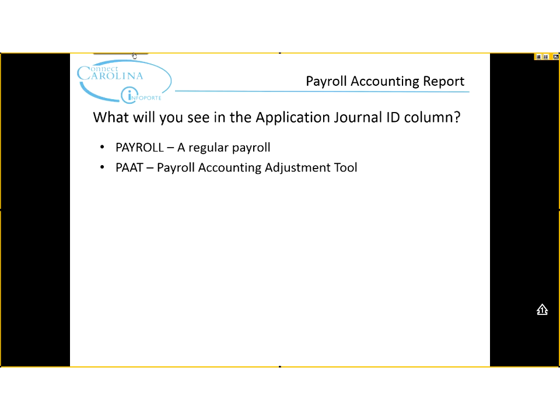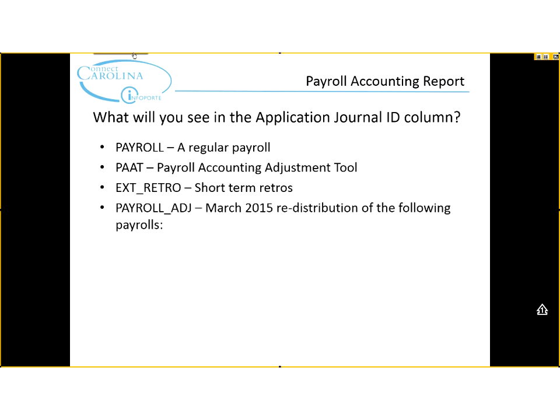What you'll see in the application journal ID column, just to add some clarity here, is four possibilities. You'll either see the word payroll, and that represents a regular payroll. You can see PAT for the payroll accounting adjustment tool, knowing that the transaction was done in PAT. There's also the external retro, which represents the short-term retros, from before PAT came into play. And then the payroll adjustment, which refers to the March 2015 redistribution of several payrolls.